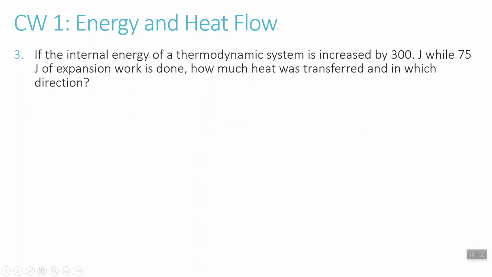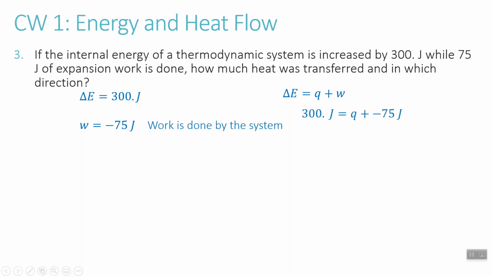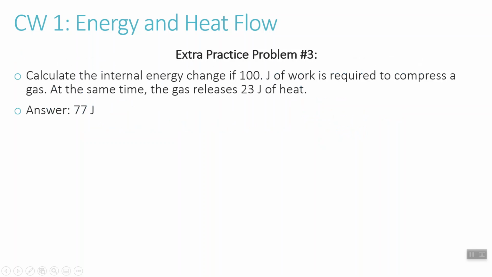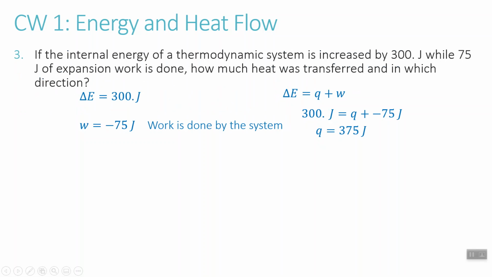So in this question, the internal energy of a system increases by 300 joules while 75 joules of expansion work is done. So how much heat is transferred and in which direction? So we know that the change is going to be 300 joules, and we know that 75 joules of expansion work is done. So since the system is doing work, it's going to be negative here. So when we combine these, we're going to solve for Q, and we get 375. So the fact that this is a positive number tells us that this process is endothermic, so energy is being transferred into the system.